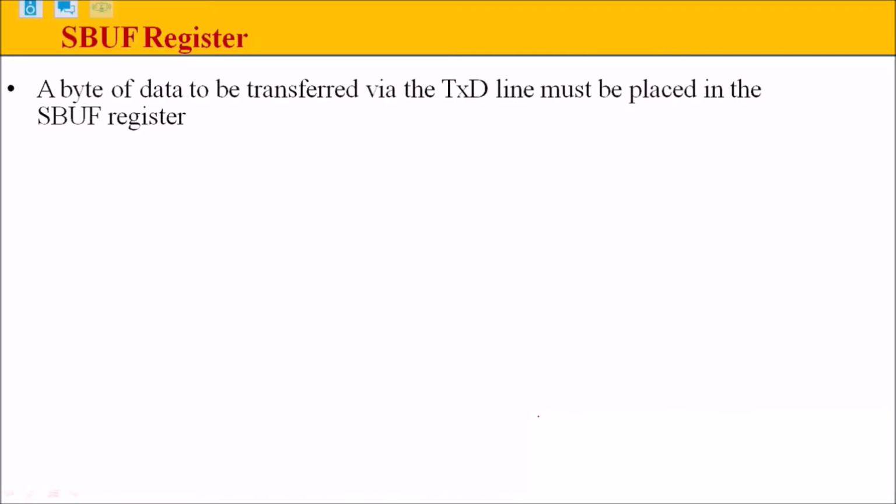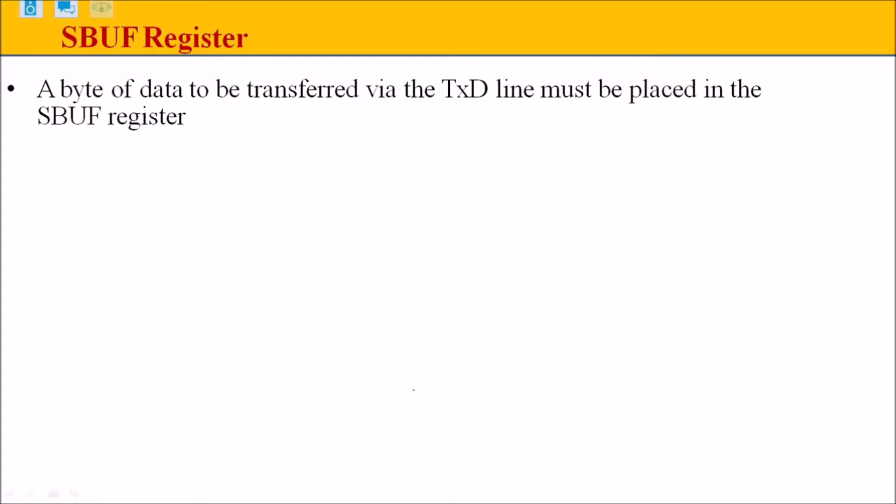Let us discuss the registers we have to use for serial communication. The first register is the SBUF register, that is the serial buffer register. It is a special function register. We have discussed special function registers. It is a byte-wise addressable register. You cannot read or write a single bit of this register. So SBUF is the serial buffer register.